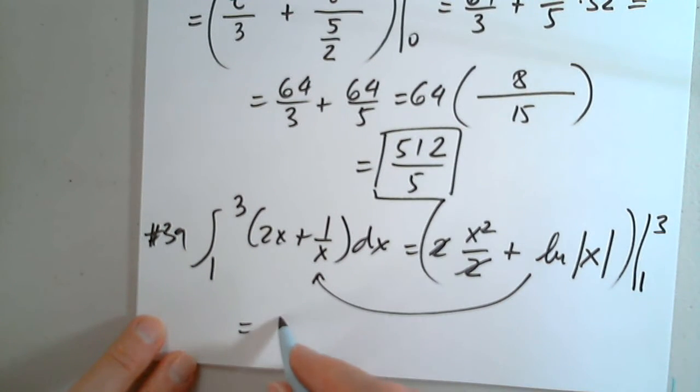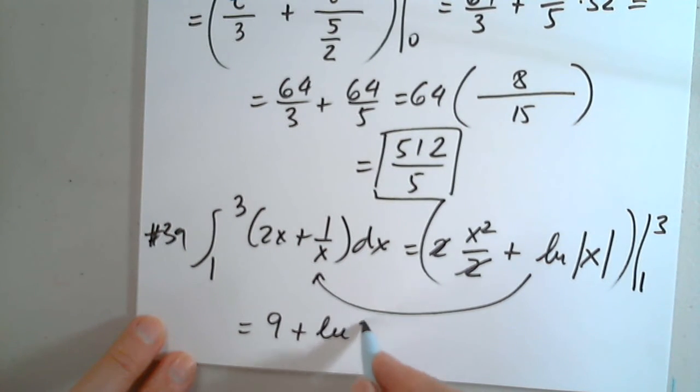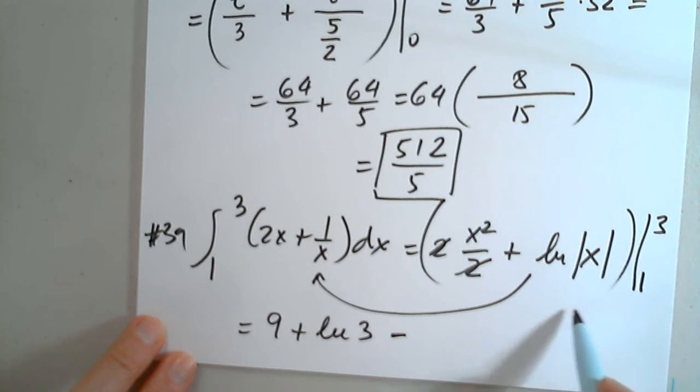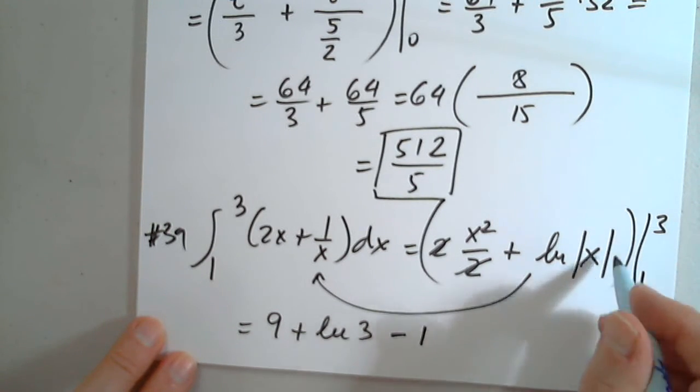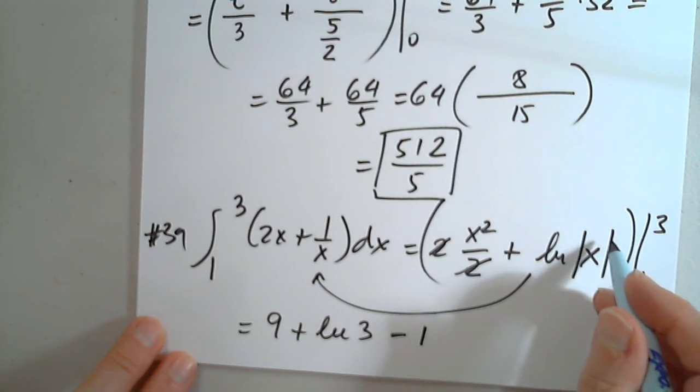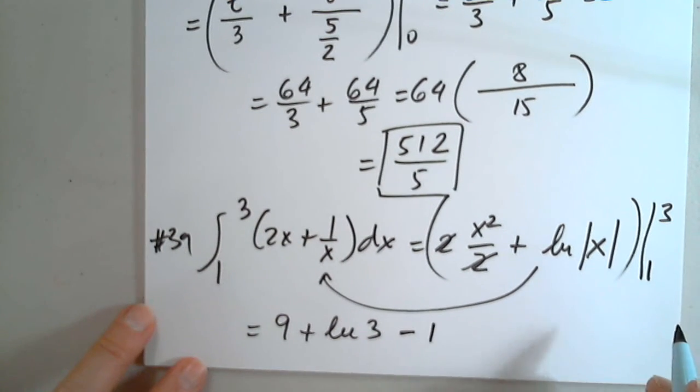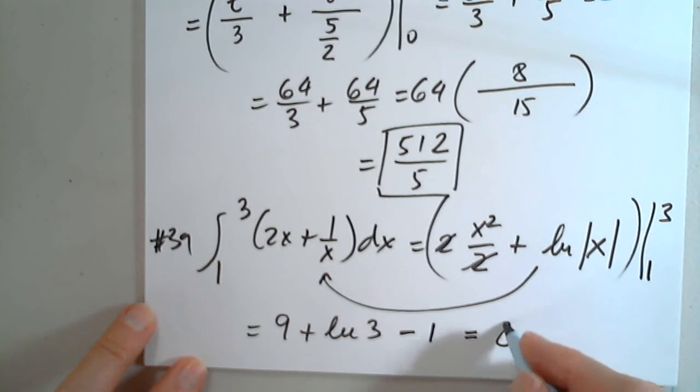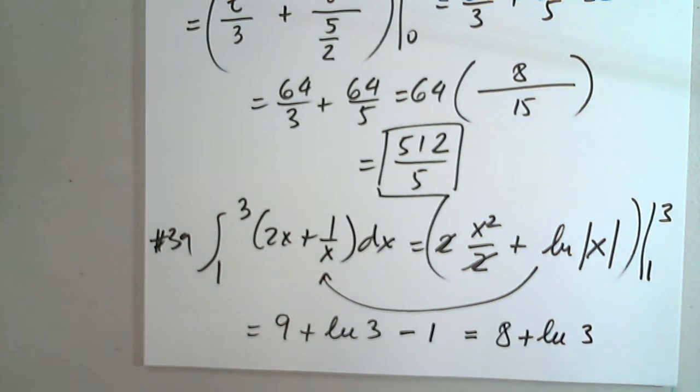So when I plug in 3, I get 9 plus natural log 3 minus, careful, when I plug in 1, and minus when I plug in 1 here. But how much is natural log 1? 0. 9 minus 1 is 8, so 8 plus natural log 3. Awesome. Thank you so much.